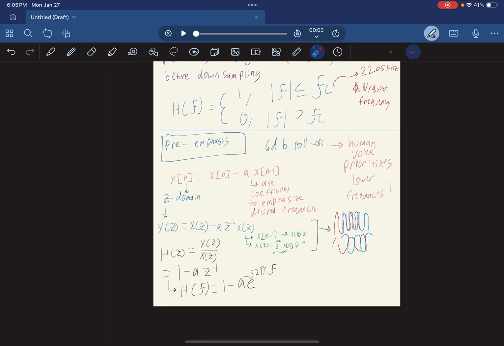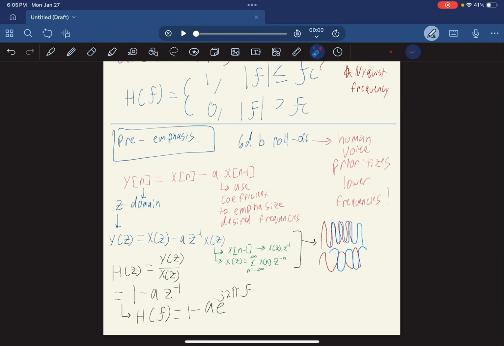Moving on. Our preemphasis. This is the part that's unique to acoustic processing. There's something called a 6 decibel roll-off, which essentially means that the human voice prioritizes lower frequencies. It gives more energy to the lower frequencies. What we want to do is emphasize the higher frequencies a little bit more. Sorry, I don't mean to get rid of the lower frequencies. I mean even out the distribution of energy a little bit more than our voice does, because our voice heavily favors these lower frequencies. So we want to give those higher frequencies a bit of a boost.